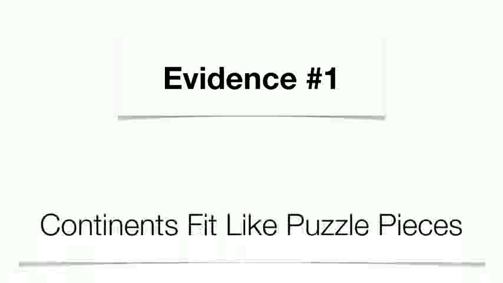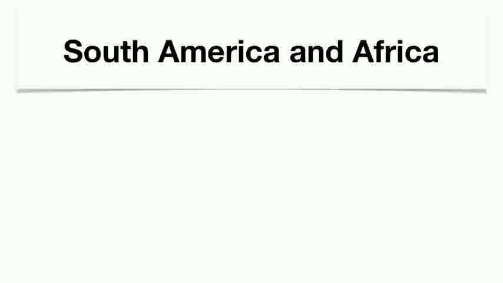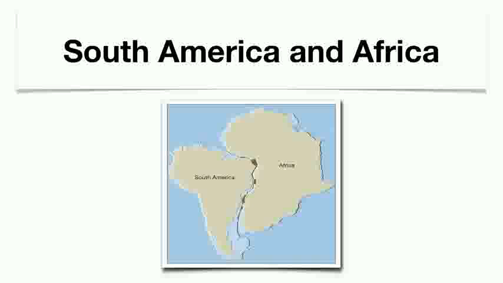Wegener's first piece of evidence is that he focused on coastlines of certain continents and noticed that they look like they fit like puzzle pieces. He specifically focused on South America and Africa, and he saw that their coastlines looked like they fit together.